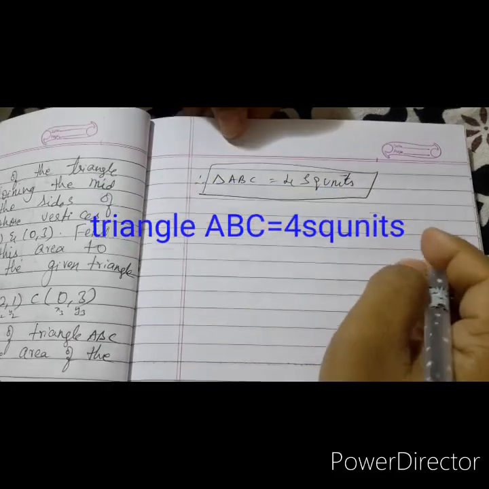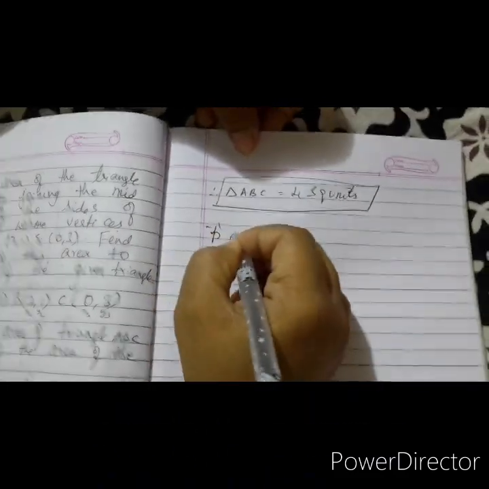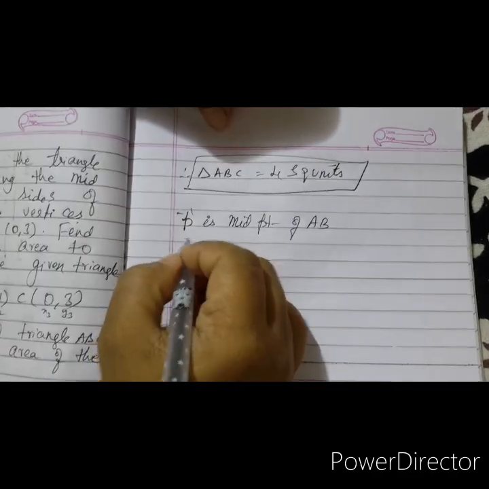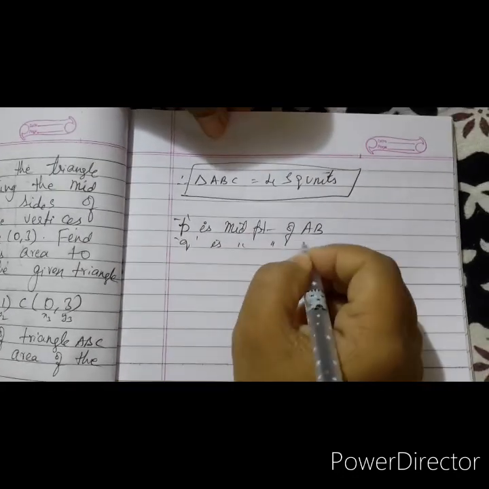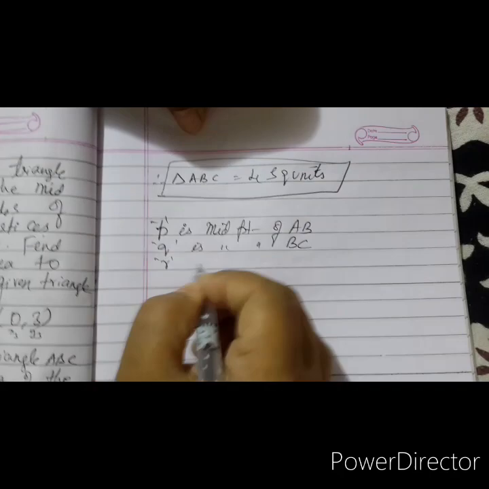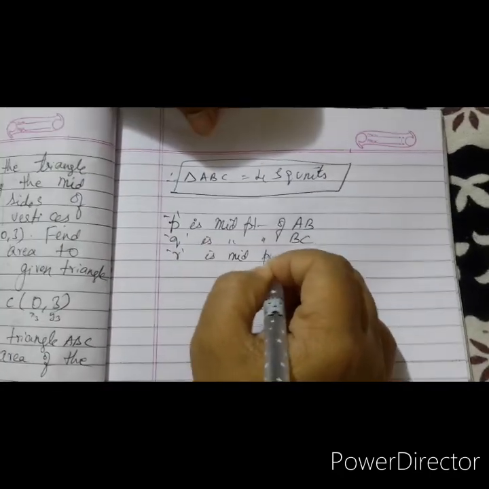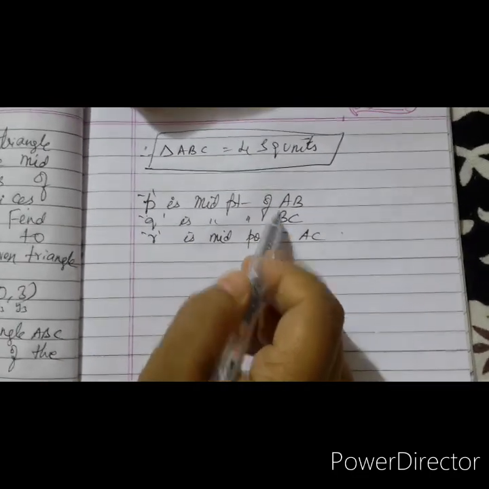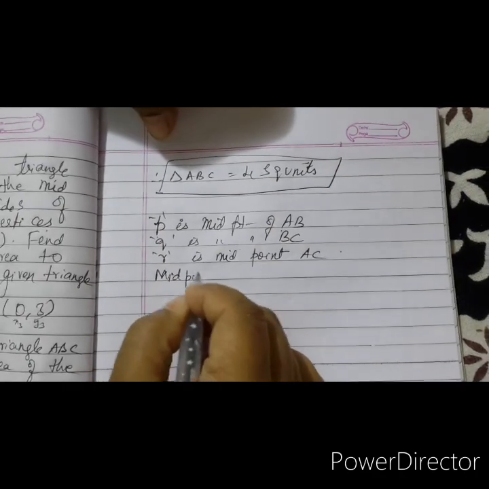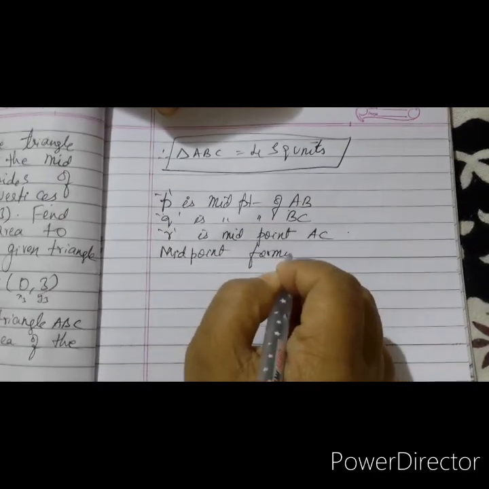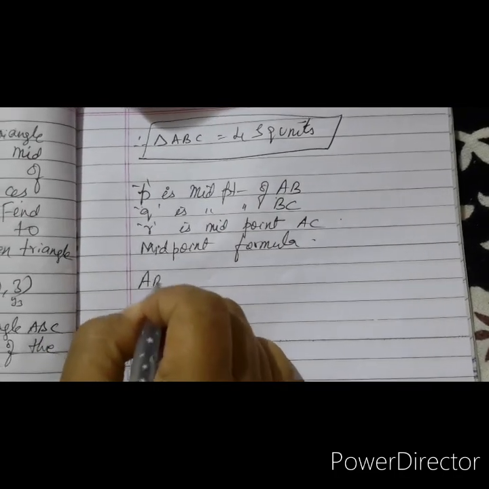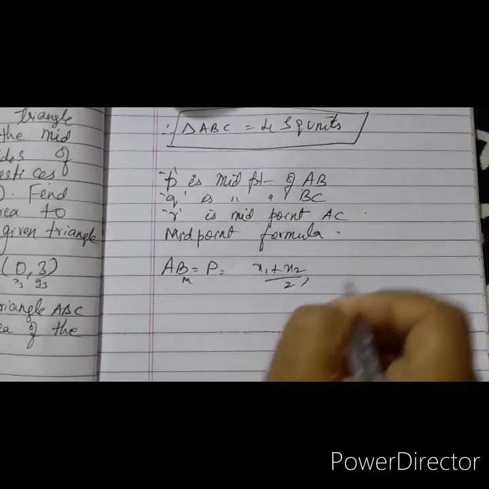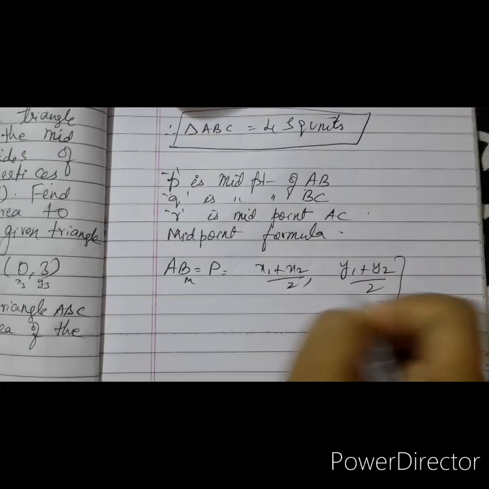As from your figure, P is the midpoint of AB, Q is the midpoint of BC, and R is the midpoint of AC. Now for P, the midpoint of AB, we are using the midpoint formula. In our previous exercise we did this type of problem. The midpoint formula is x1 plus x2 by 2 comma y1 plus y2 by 2.